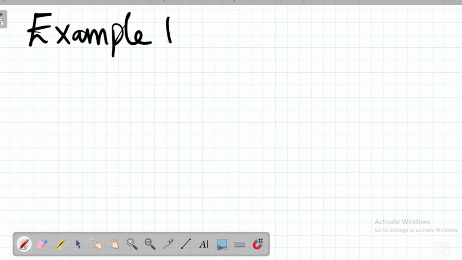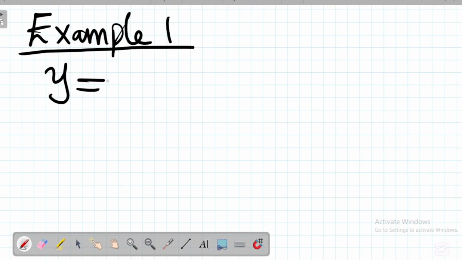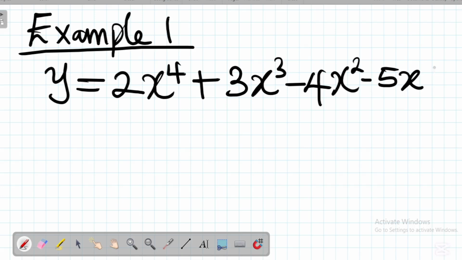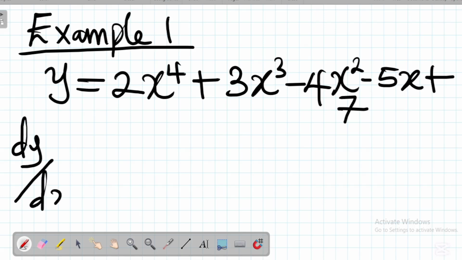Let's take an example. Example 1. Let's say y equals 2x raised to power 4 plus 3x raised to power 3 minus 4x raised to power 2 minus 5x plus 7. And we are asked to differentiate y with respect to x.